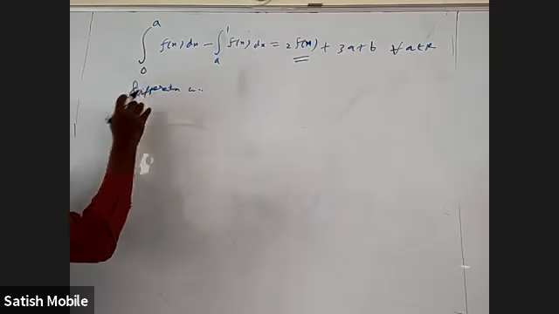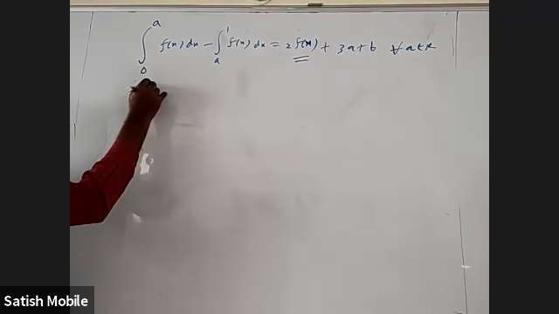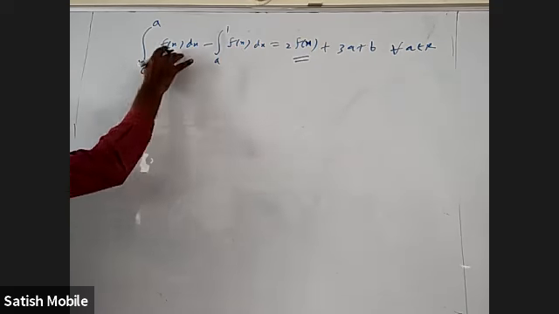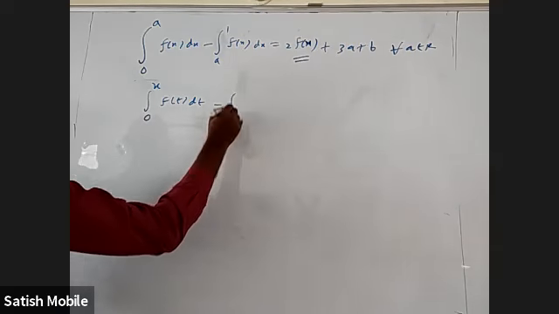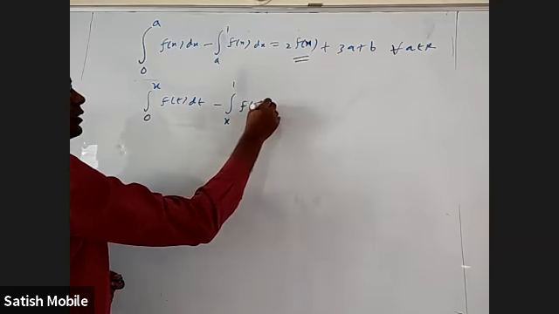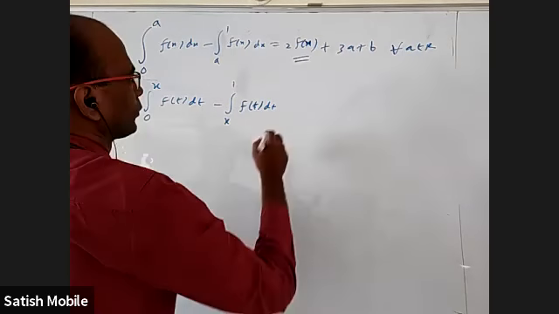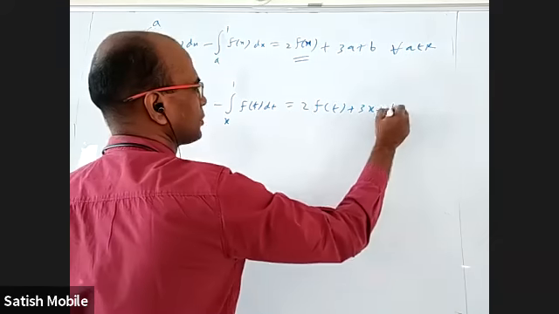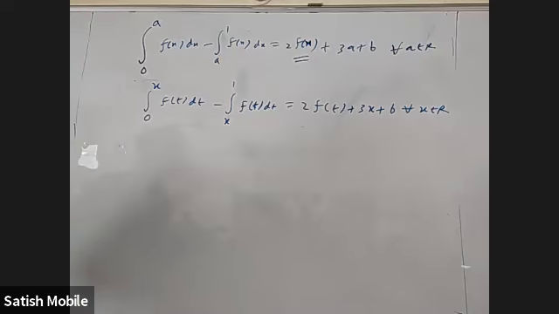with respect to a. If somebody is not comfortable with a, I can change the question like this. 0 to x, wherever a is there, I'm going to write x. Wherever x is there, I'm going to write t. So integral of f of t dt minus integral x to 1 of f of t dt equal to 2 f of t plus 3x plus b. And this is true for all x belongs to R. They would have given like that, which is more simple.